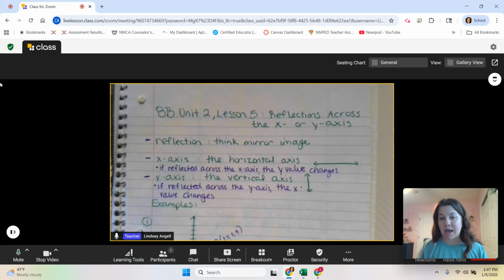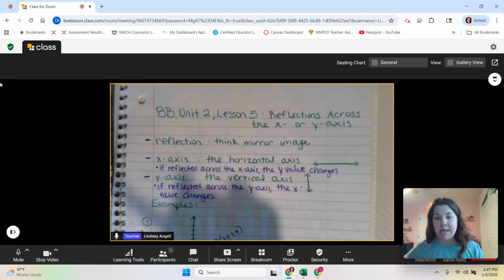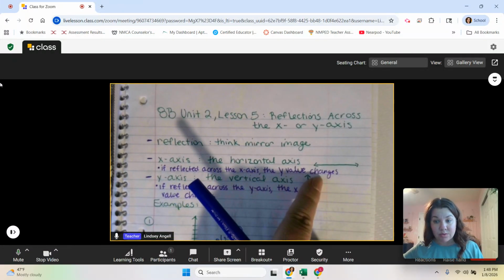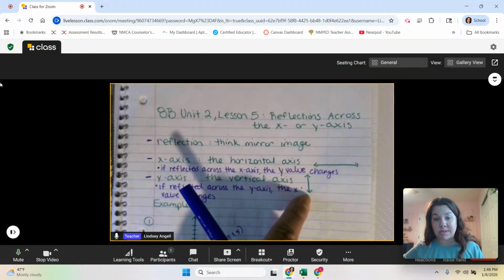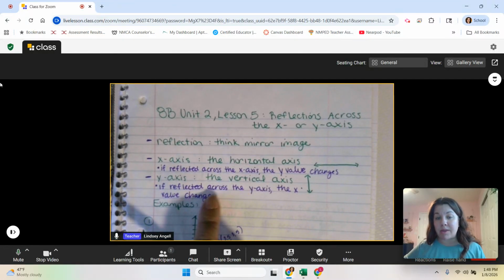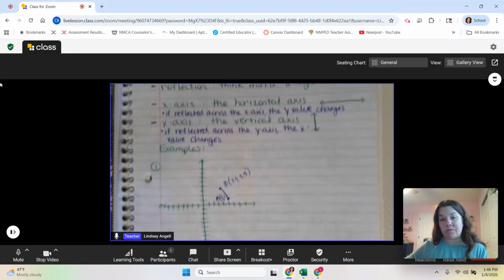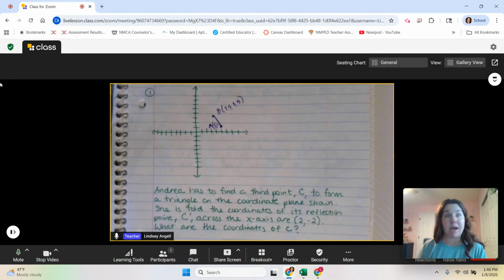So the x-axis, that's your horizontal axis. I drew just a little picture as a reminder. If you are reflecting across the x-axis, the y value is going to change, okay? If you are reflecting across the y-axis, which is the vertical axis, the one that goes up and down, then the x value changes, okay? So that's why it's important to screenshot or write down, because we don't want to get those mixed up, all right?